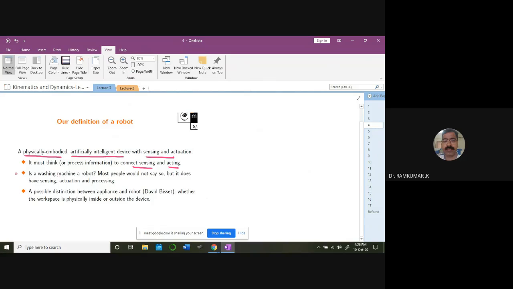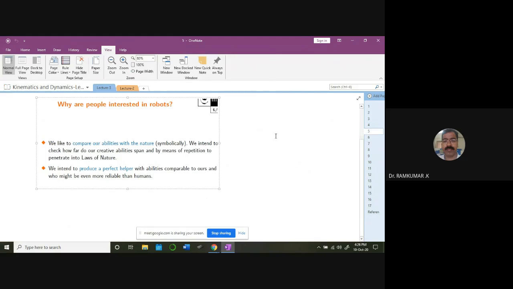So the question before you is, is a washing machine a robot? It is a kind of small robot without much intelligent planning at all. But sensing, actuation, and processing are there. It's more like a simple consumer appliance, but it has some of the components of robots. It's a complete consumer appliance, but it can be called a mini-level kind of machine.